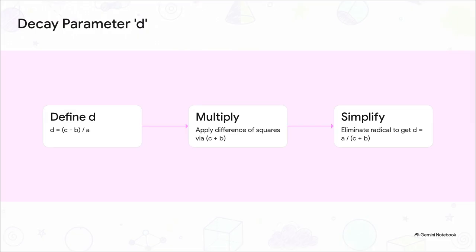So let's look at how the paper defines an invariant decay parameter, our d. It starts off as the hypotenuse minus the vertical rise, all divided by the base. So that's c minus b divided by a. Now, by applying a difference of squares, by multiplying the whole thing by c plus b, we can eliminate the radical, and it gracefully simplifies straight down to a divided by c plus b. It's incredibly elegant. The complex fractional parts just perfectly cancel each other out.